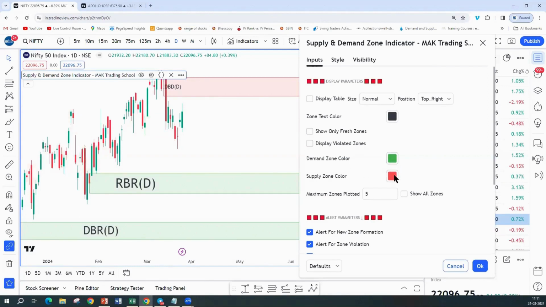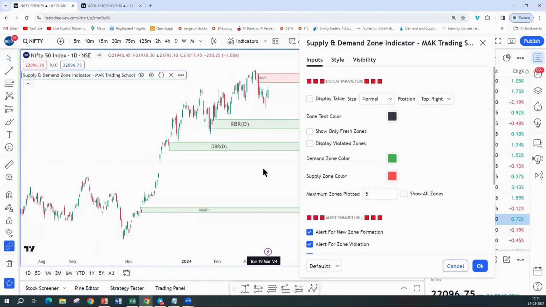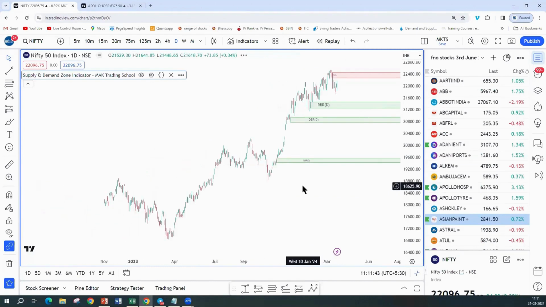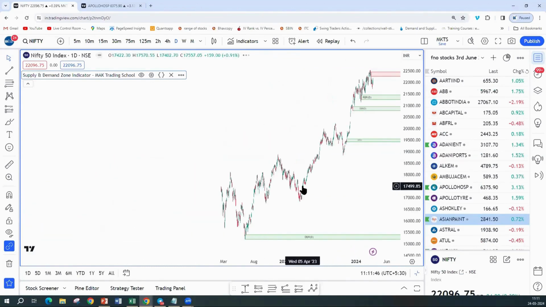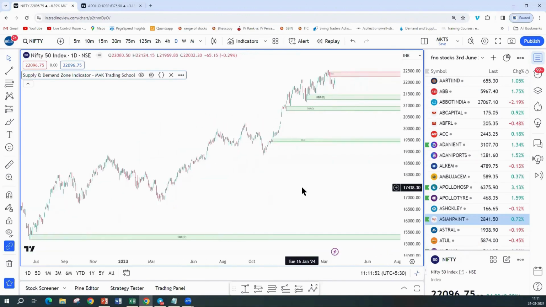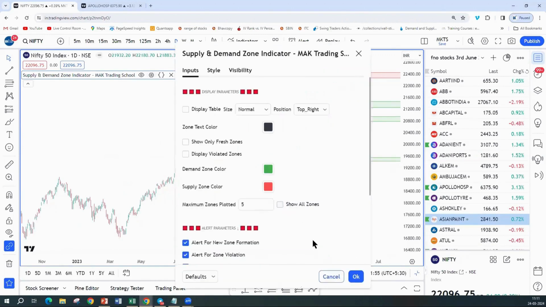Color by default, you can keep it red and green. So depending on your chart background, if it's a dark background, you want to use some other colors, you can do that. The next one is, how many zones do you want to see? So by default, we have set it at 5 zones. Show me the nearest 5 zones. If you want to show all zones, it will show you all the zones that are there on this chart. It will show you zones which are there way back in time as well. Can you see this? It is plotting all possible zones. So sometimes the chart may get cluttered. So if you don't want that, you can keep it to 5 zones.